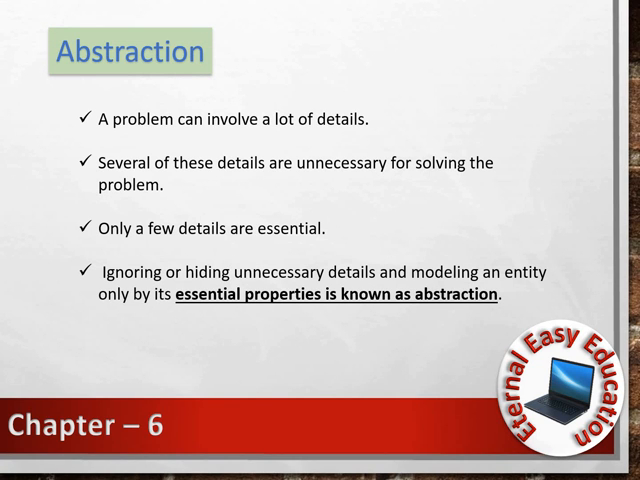Abstraction. A problem can involve a lot of details. Several of these details are unnecessary for solving the problem. That means a problem may have many steps to reach its result. Only a few details are essential. Ignoring or hiding unnecessary details and modeling an entity only by its essential properties is known as abstraction.